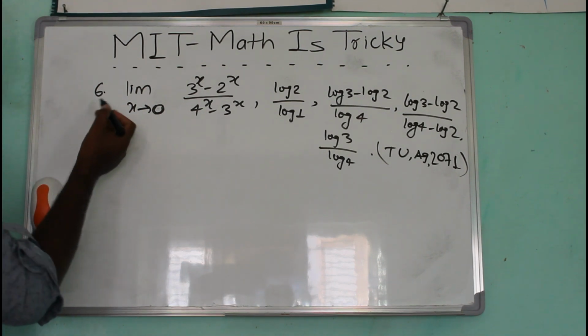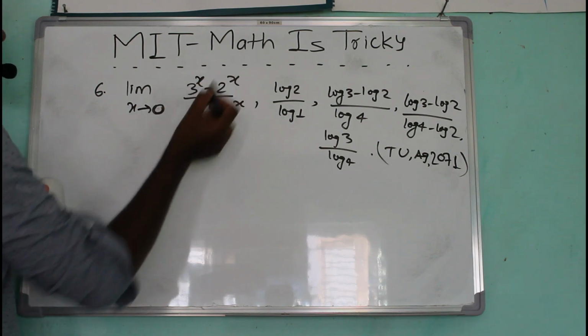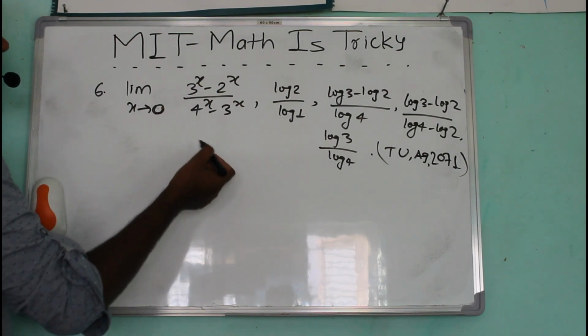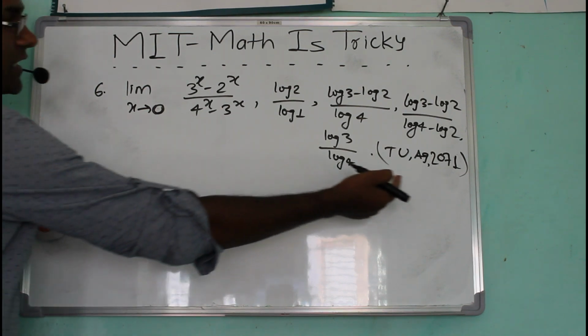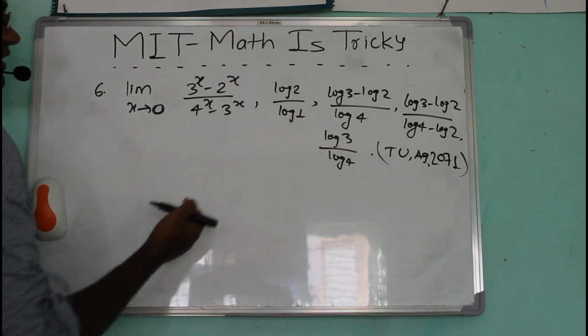Now let's see the 6th question. The question is: limit x tends to 0, (3 power x minus 2 power x) by (4 power x minus 3 power x). So what's its answer? This question was asked in the 2071 TU AG exams. Different options are there.